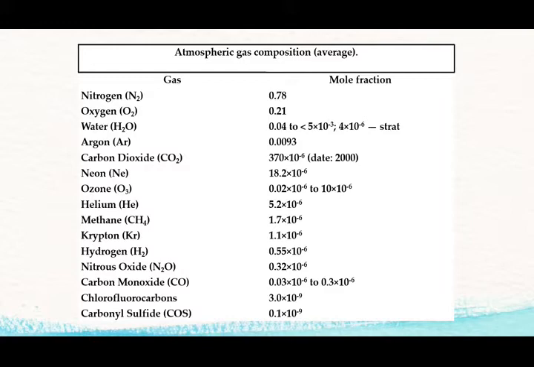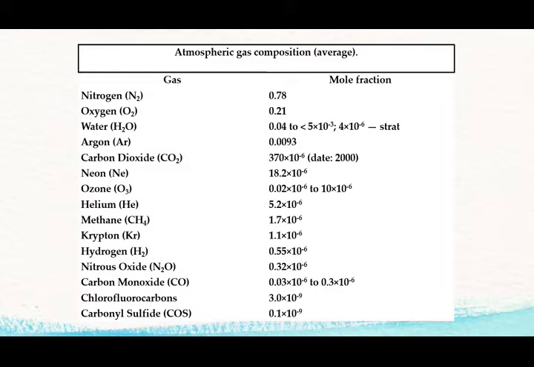Helium is 5.2 × 10⁻⁶. Methane is 1.7 × 10⁻⁶. Krypton is 1.1 × 10⁻⁶. Hydrogen is 0.55 × 10⁻⁶. Nitrous oxide is 0.32 × 10⁻⁶. It varies depending upon the pollution. Carbon monoxide also 0.03 × 10⁻⁶. Then chlorofluorocarbons is 3.0 × 10⁻⁹. Carbonyl sulfide is around 0.1 × 10⁻⁹. So this is the chart showing you the different composition of the gases present in the troposphere.